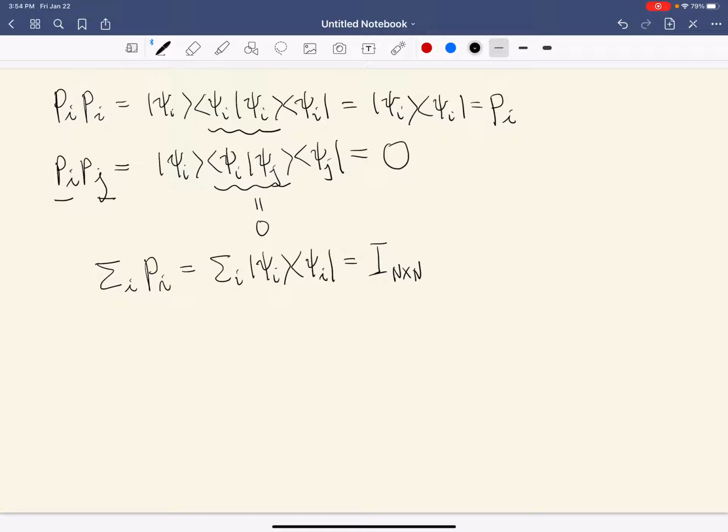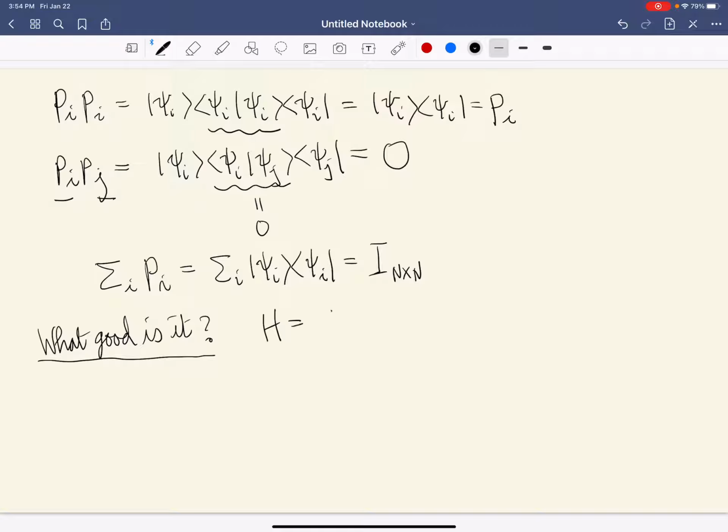Okay, so these are the couple of facts that one needs to know about the projection operator. Okay, but what good is it to know how to cast a given Hamiltonian in this new form in terms of various projection operators?